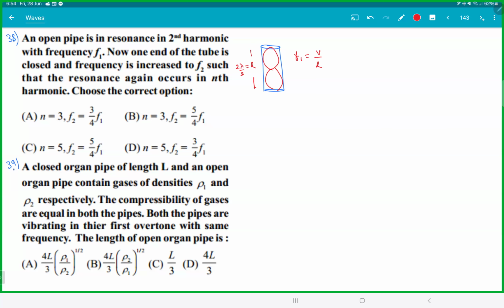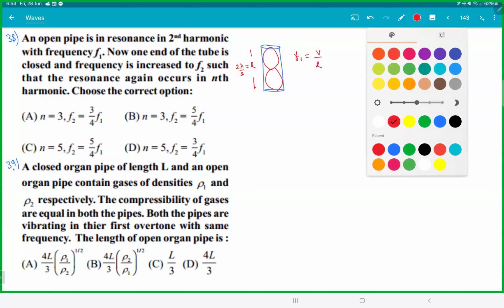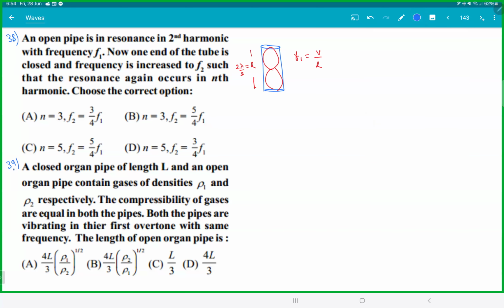Neglect the end correction. So we got F1 is equal to V by L. Now he's saying the frequency is increased and resonance again occurs in the nth harmonic. Now you closed it, so the frequency will be nV by 4L. This n is an odd number: 1, 3, 5, and so on. This frequency is F2. So take V by L and substitute there. We get F2 is equal to n by 4 times V by L.